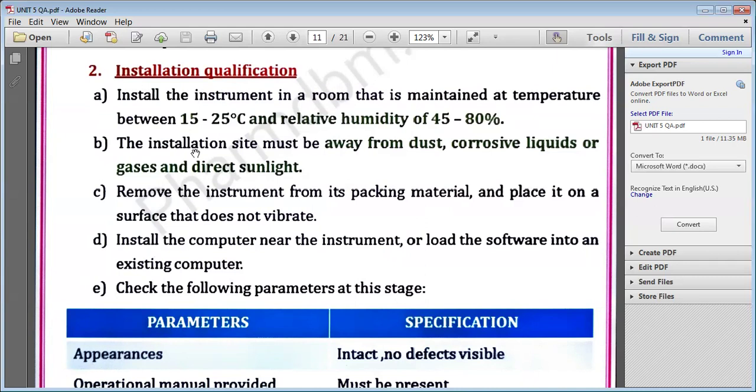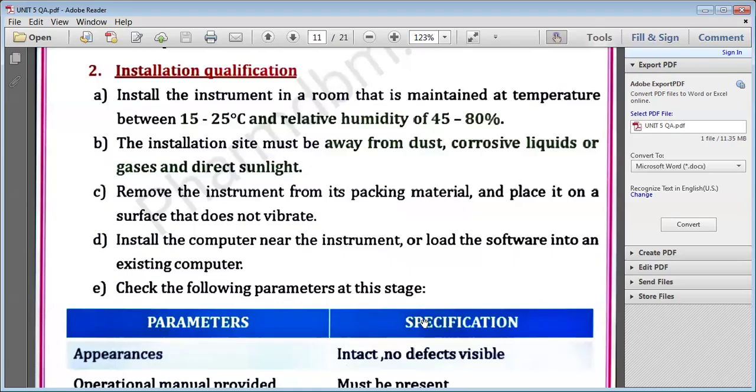The installation site must be away from dust and corrosive liquids or gases, and we should not place our equipment directly in the focus of sunlight. Remove the instrument from its packaging material and place it on a surface that should not vibrate. For that purpose, we take an anti-vibration table, install the computer with appropriate software near the instrument, and check the following parameters.